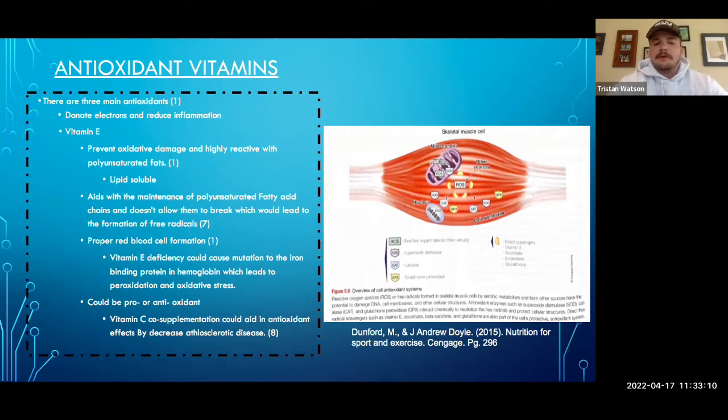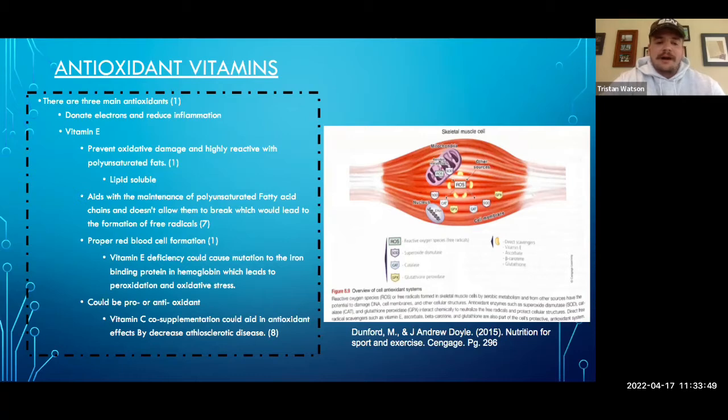It's also very important for proper red blood cell formation. Vitamin E deficiency causes mutation to the iron binding sites of the protein, and this leads to the peroxidation and oxidative stress. So this is very important for red blood cell formation and maintaining our red blood cells so we get oxygen to those working muscles. If you're deficient in vitamin E, you're not as capable of getting oxygen to those working muscles. And that's why this is important, so they don't form free radicals and those unstable oxidative stress markers.